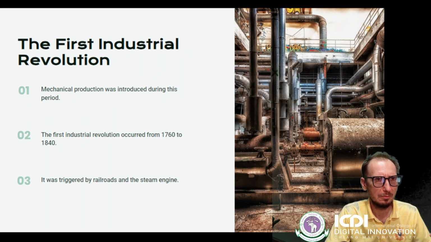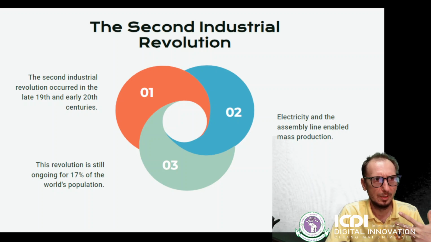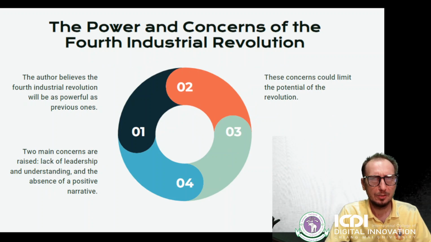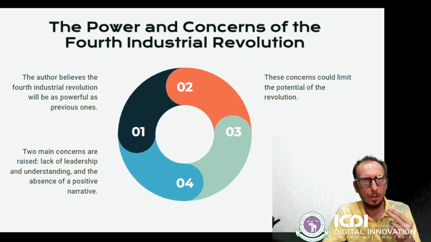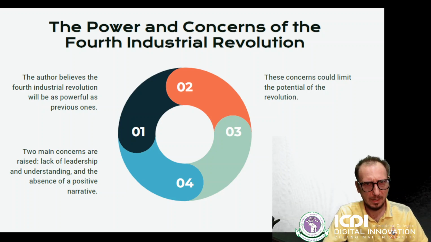Again, first industrial revolution, machine production through the steam engine. Second industrial revolution, electricity. Third industrial revolution, internet. And fourth industrial revolution, AI. We believe that the fourth industrial revolution will be as powerful and important as the previous three. However, there are two main concerns that might limit its potential.